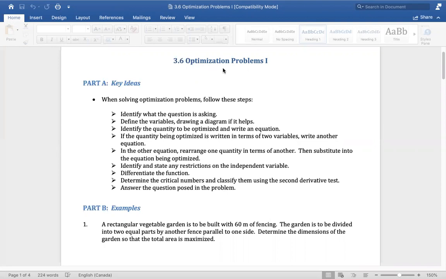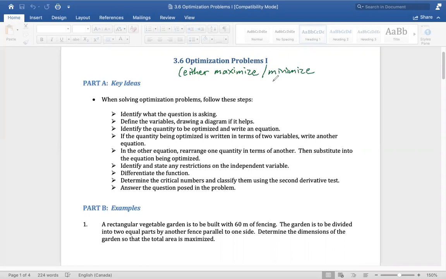So what does optimization mean? That means we're reading the question and we're trying to optimize the situation. So for example, to optimize means to either maximize or minimize. So I either want to maximize or minimize the situation to make it optimal.